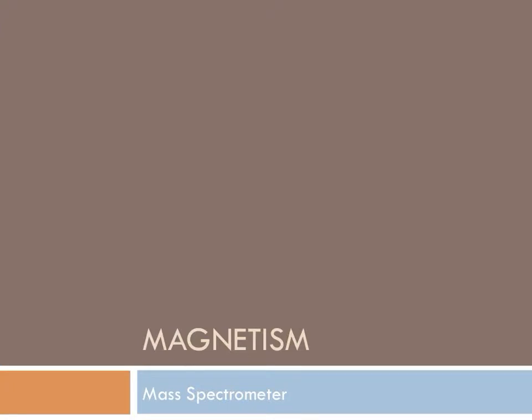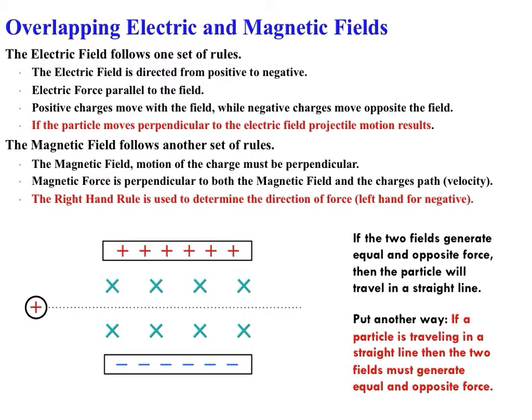This video covers a mass spectrometer. In this section, we're going to be combining a lot of different things, stuff that we've talked about before in electrostatics and stuff that we're talking about now in magnetism. First off, here we're looking at two separate plates.